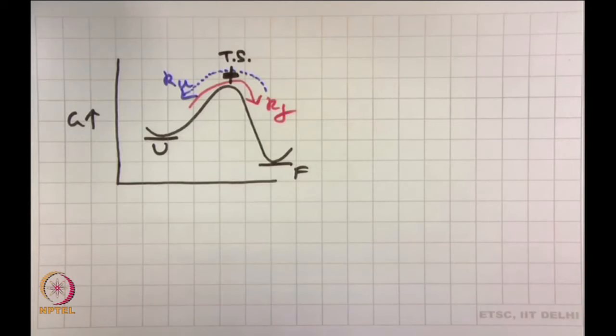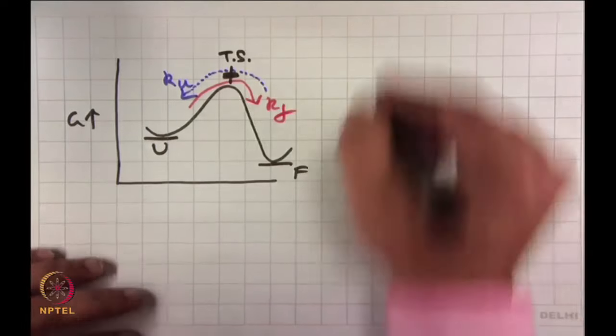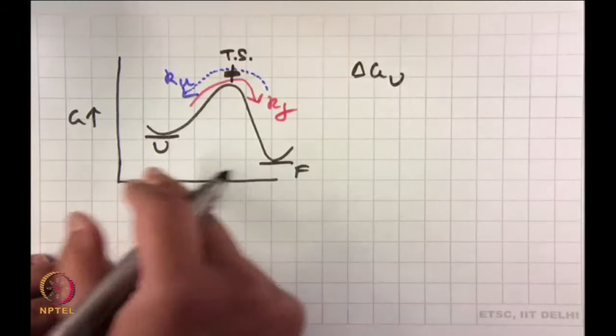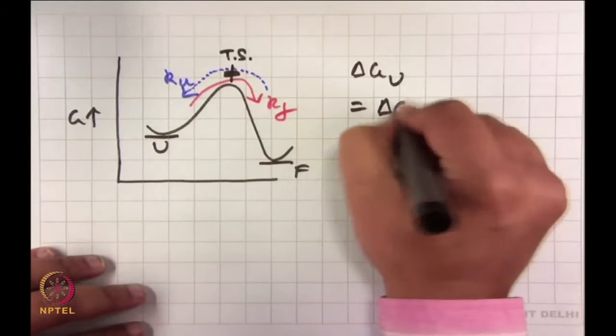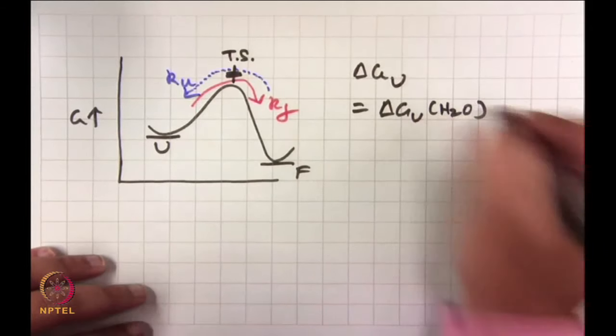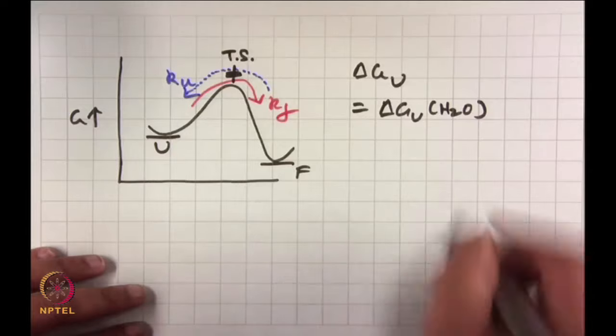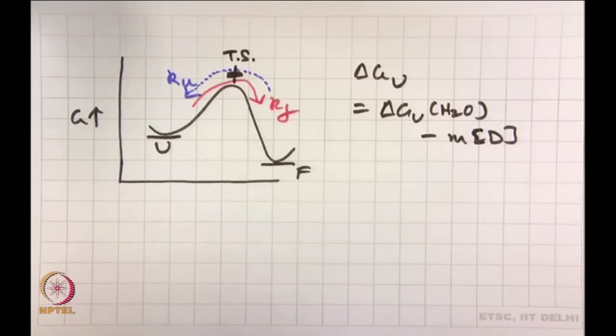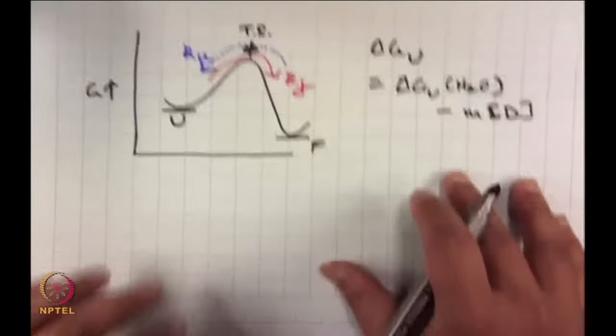Simple. Now, before you knew from thermodynamics delta G unfolding, that means I am going from F to U, can be written as delta G unfolding in neat water, that means no denaturant, minus m into concentration of denaturant. Do you remember this? We had done this ages ago, right? Okay. But this was from equilibrium thermodynamics, there was no kinetics involved here. Now, how do we relate this, or is there any similarity between this one and the kinetics we are looking at? So, what people found is this.